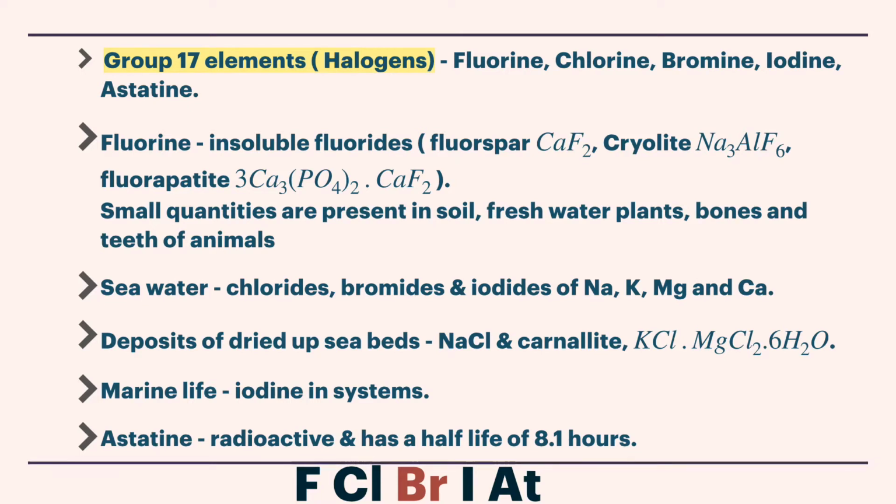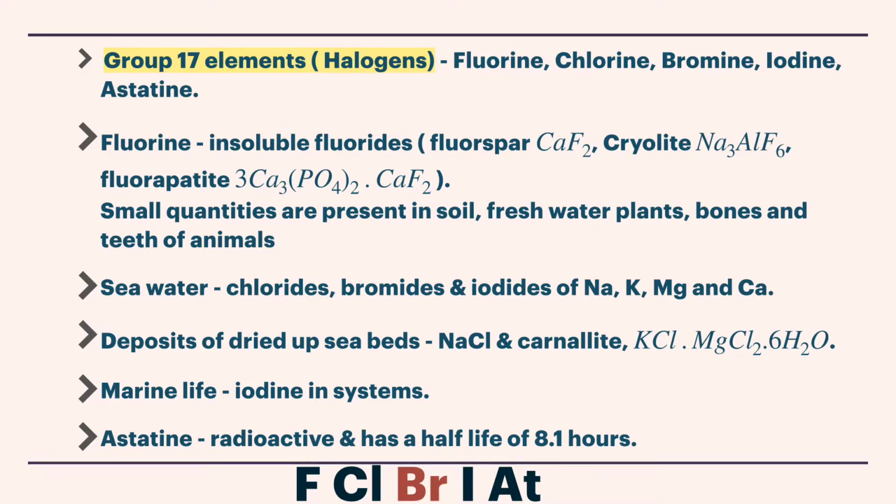Please understand, whenever you learn the molecule, you have to learn the molecular formula as well. Okay, so fluorspar is CaF2, cryolite is Na3AlF6, fluorapatite is 3Ca3(PO4)2.CaF2. Okay, and small quantities are present in soil, freshwater, plants, bones and teeth of animals.